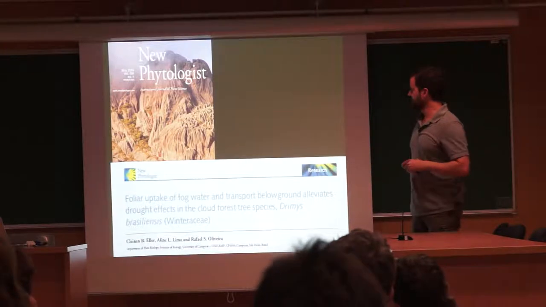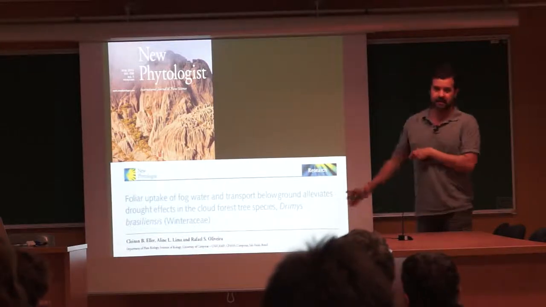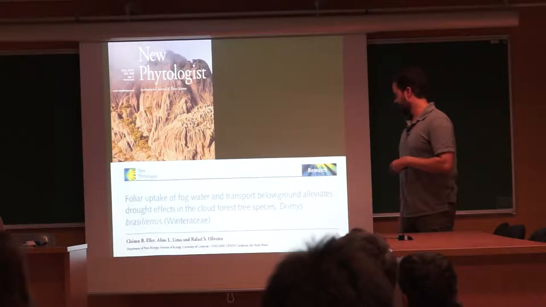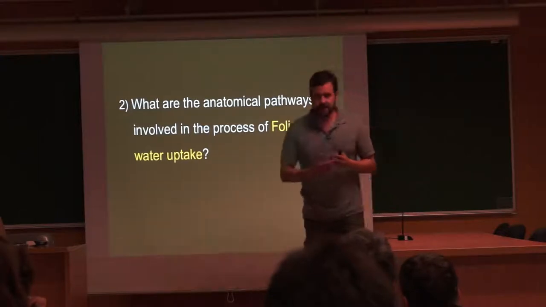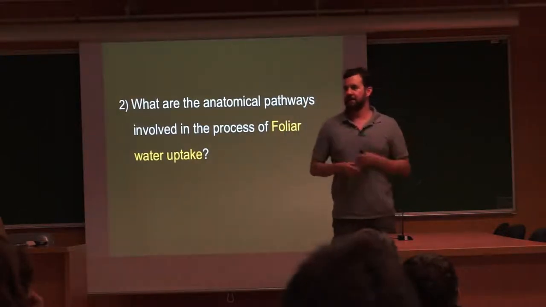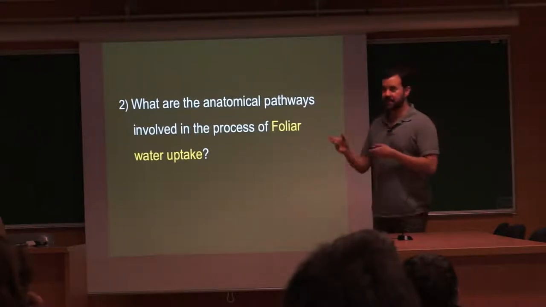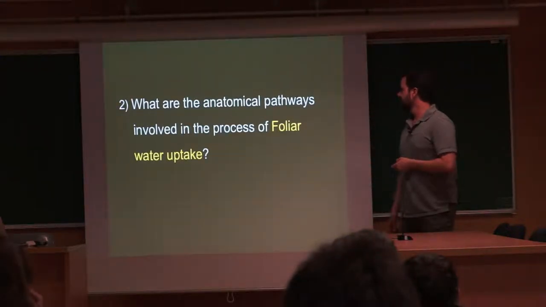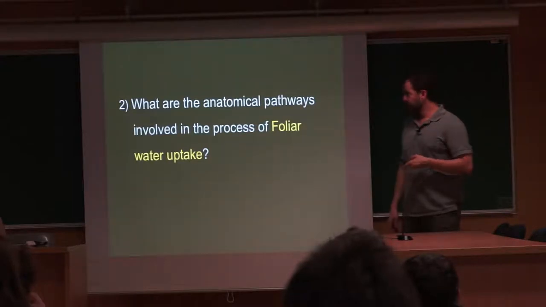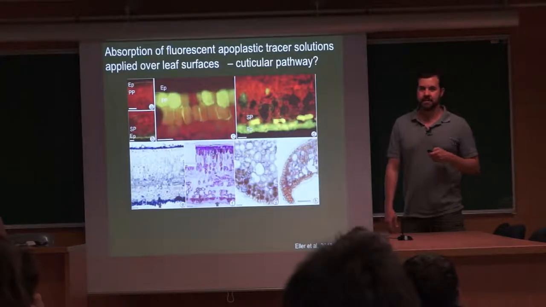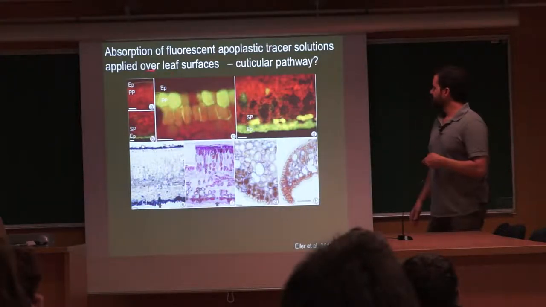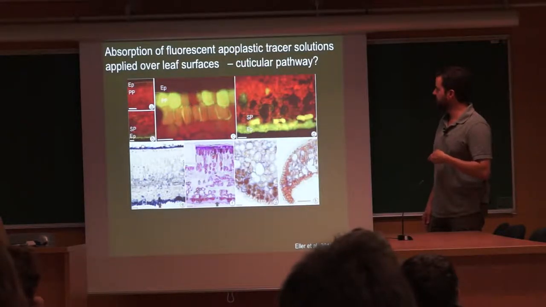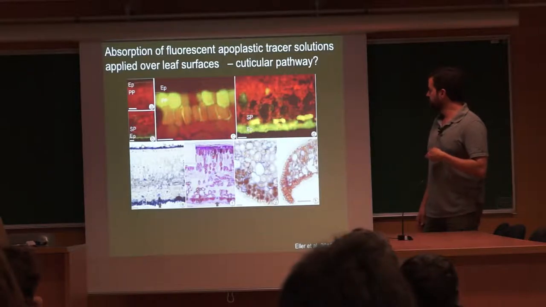If you want to know more details, this was our first study, on the dominant species Drimys brasiliensis. A key question that we still don't know much about is how fog moves from the atmosphere all the way to the inside of the leaves. So what are the anatomical pathways involved in foliar water uptake? To address this question, we did some tracing experiments using fluorescent apoplastic tracers. And you could see here, in the plants that received the apoplastic tracers, that water could actually diffuse directly through the cuticle of these plants.